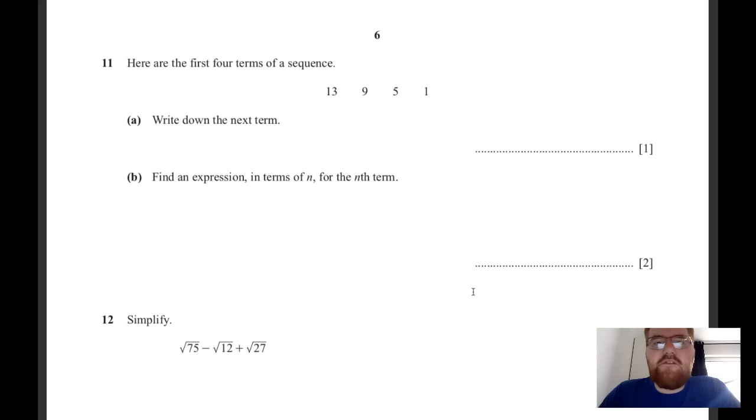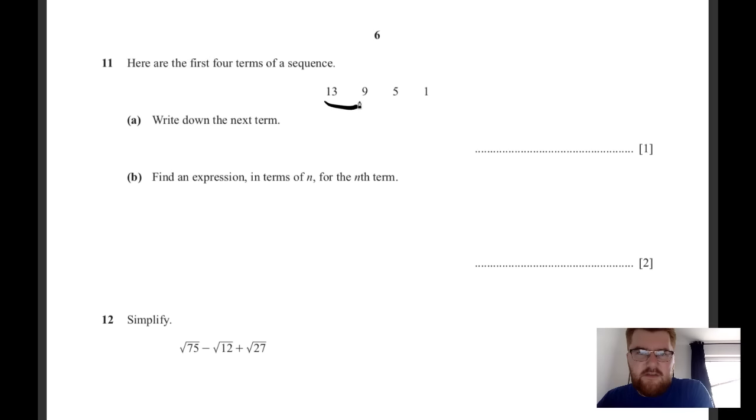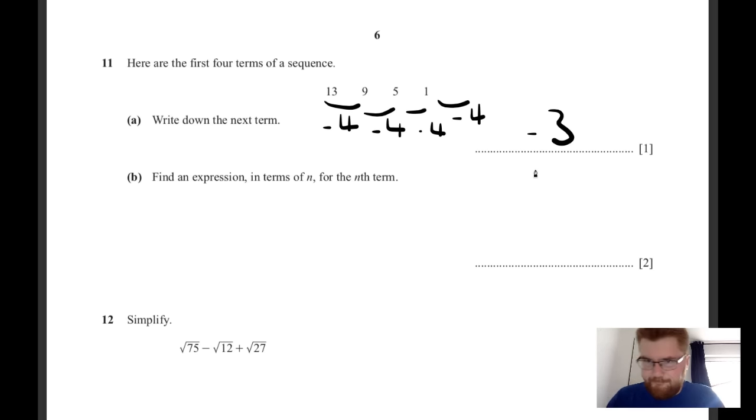Nth term. So, the first 4 terms of a sequence. Write down the next term. Well, if we look at our sequence, this is going down in 4s. It keeps going down in 4s, so the next number will be 1 minus 4, which is minus 3. Just check the pattern. That's quite a nice question because it's linear.